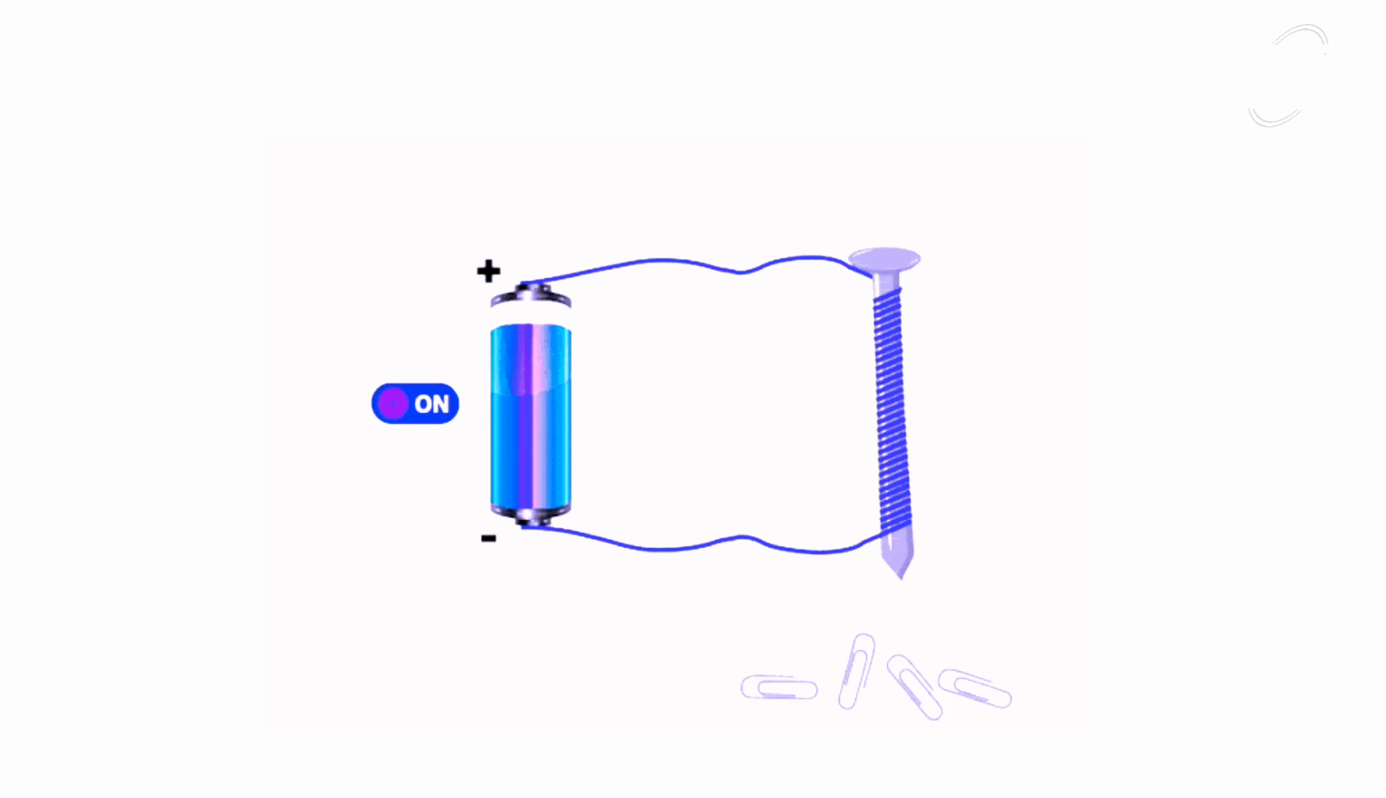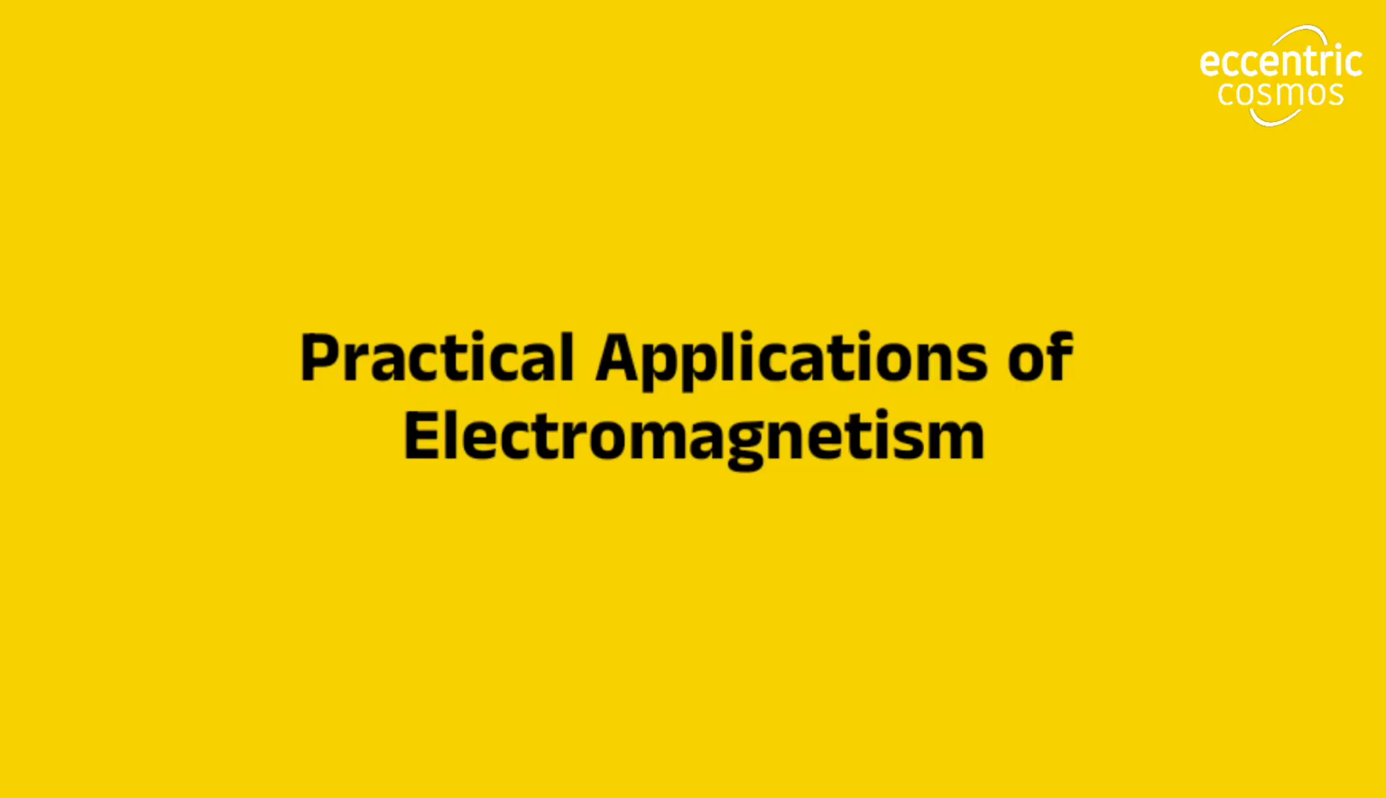Another important principle in electromagnetism is Ampere's law, which states that a current-carrying wire will create a magnetic field around it. This principle is used in many applications, such as electromagnets and MRI machines.